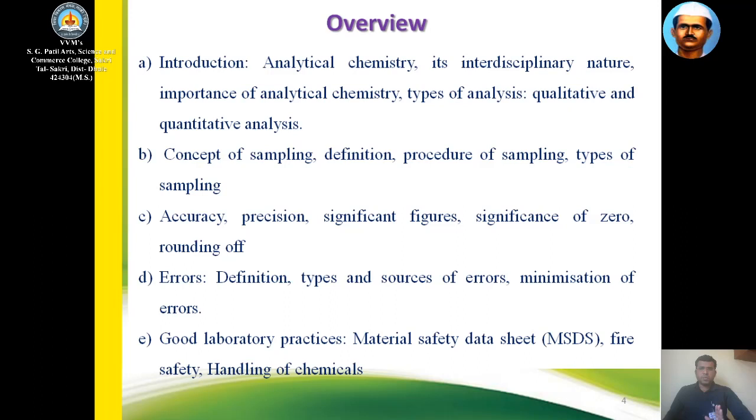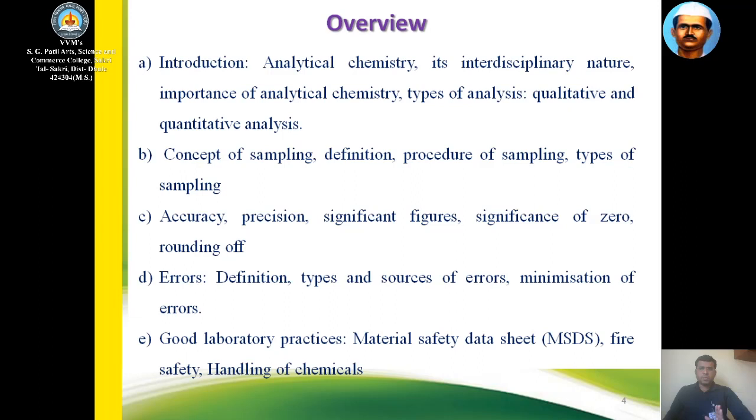Of course, type of analysis: there are basically two types, qualitative and quantitative. As we discussed earlier, qualitative means estimation of quality, and quantitative means estimation of quantity. Quantity in the case of grams or in the case of volume. Those two terms are basically covered in quantitative analysis.